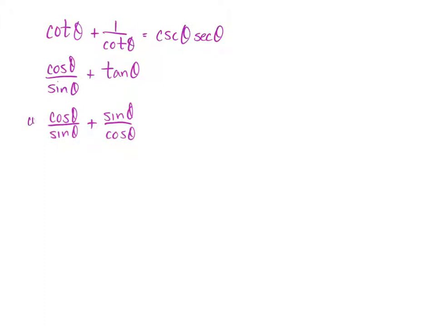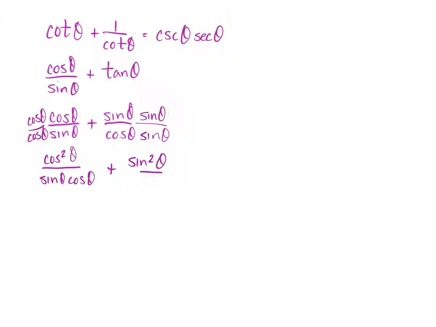And then, so that we have a cosine theta, sine theta in the denominator, we're going to multiply this one by sine theta over sine theta, which would then give us cosine squared theta over sine theta cosine theta plus sine squared theta over sine theta cosine theta.